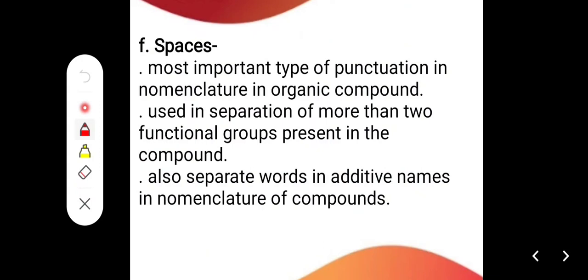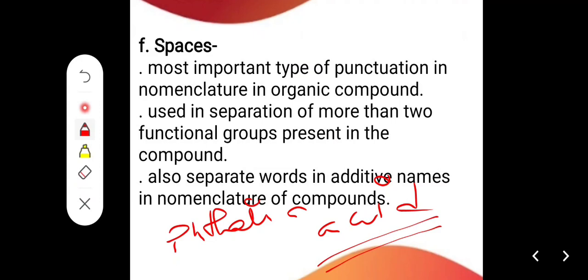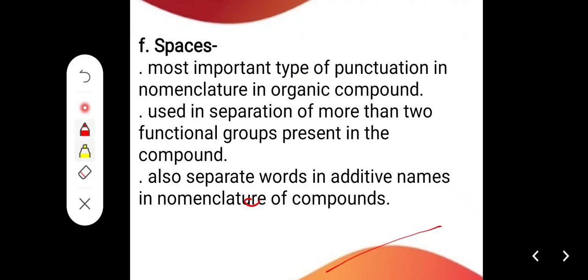Next one, spaces. The most important type of punctuation in nomenclature of organic compounds. First one, obviously punctuation is most important for organic compounds. As for example, pH, this is called phthalic acid. Okay. But if we pronounce P and H before the word, we could say phthalic acid. But actually the punctuation is phthalic acid. It's important. As for example, psychology, there is a P, but we have to pronounce the S first.